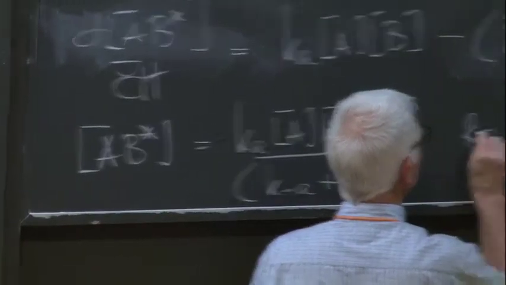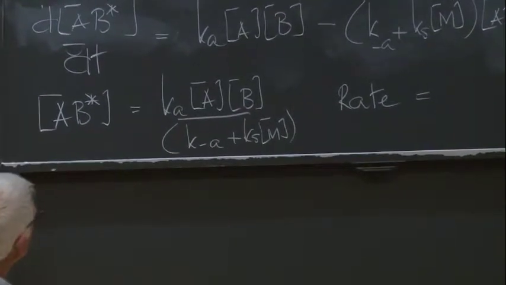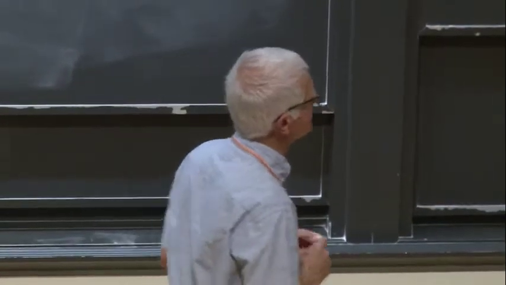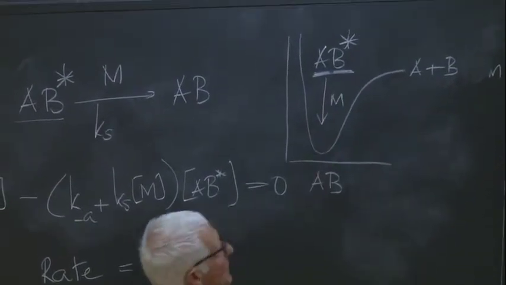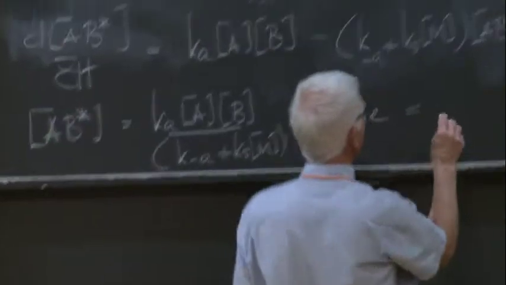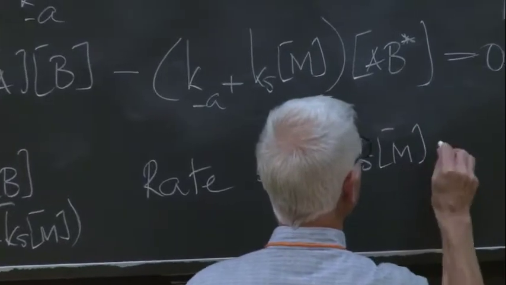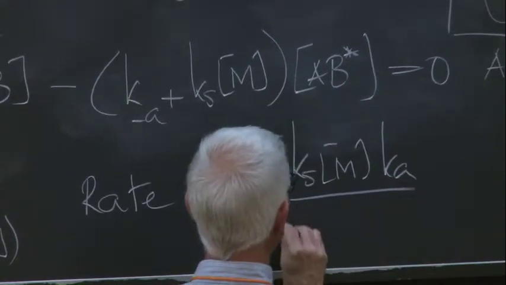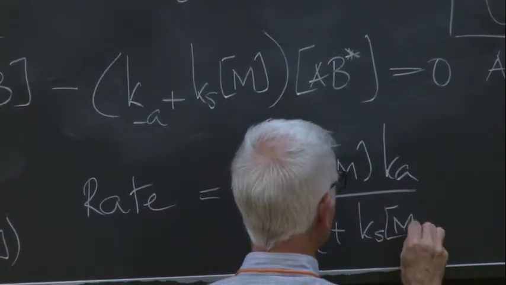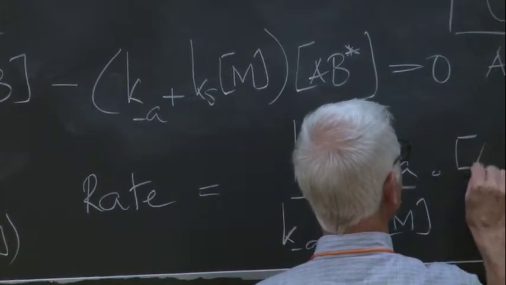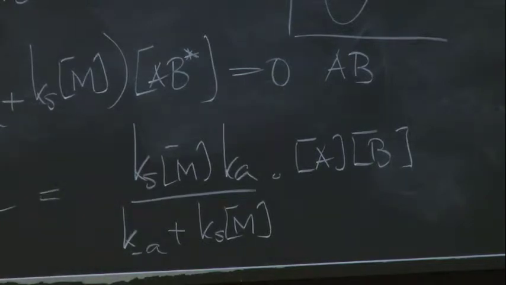And the rate is going to be equal to the rate of forming AB, which is going to be equal to Ksm times this. So we've got the concentration of AB star. We want to form AB, so we multiply by the rate constant for coming down there. So the rate is going to be equal to Ksm times Ka over K minus A plus Ks m, times the concentration of A times the concentration of B.